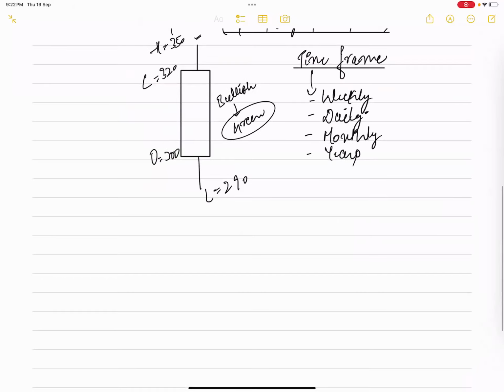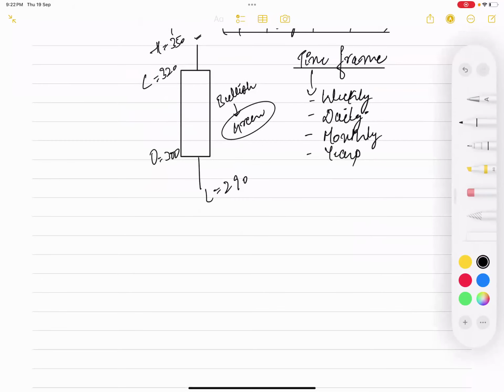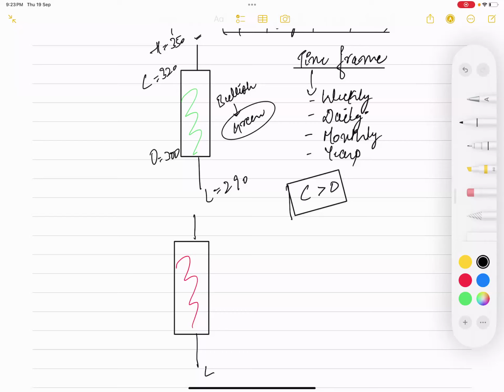All right. Now this was a bullish candle. Now let's talk about the bearish candle. In a bullish candle, as we saw, our high was much higher. High can be higher in this also, but not in the bearish candle. Here our closing will be greater than the opening. That is our bullish candle.